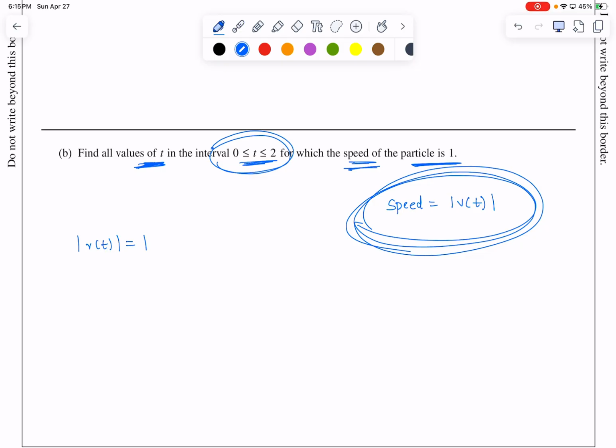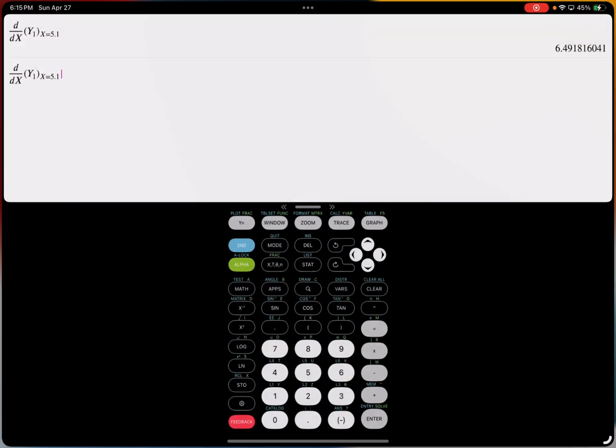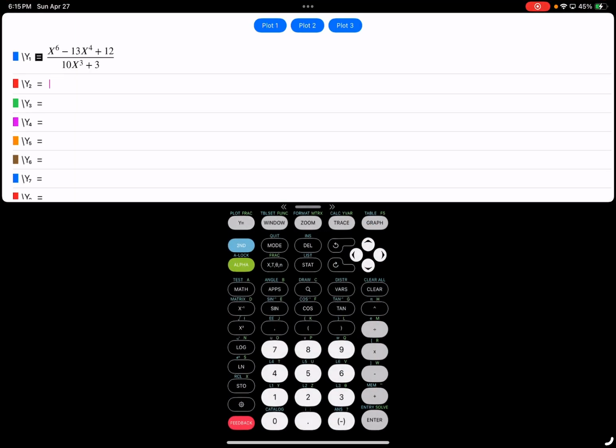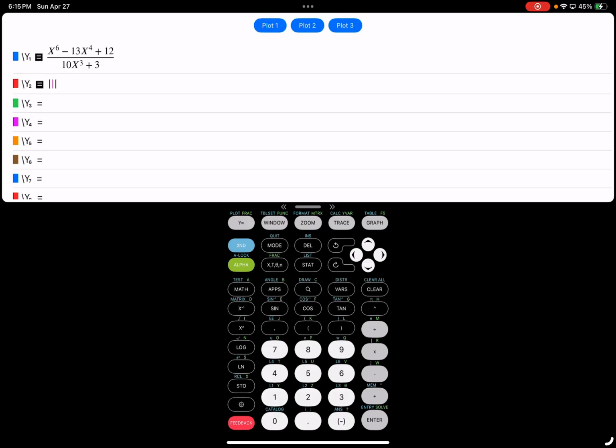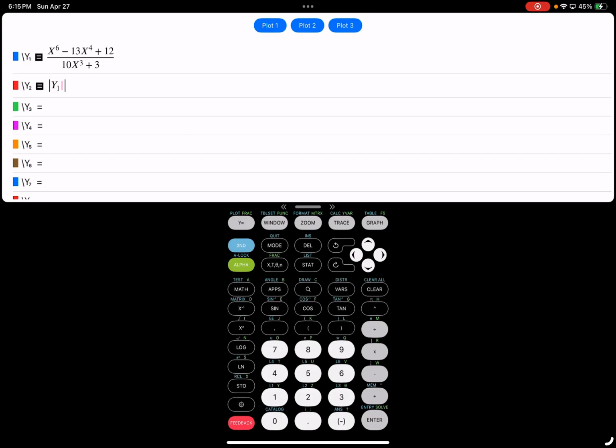Now I'm going to let my calculator do that work. So all you have to do is go back to your calculator, go to y equals. I'm going to do the absolute value of velocity. So how do you do absolute values on your calculator? Math, num, 1. And I'm going to do vars, y vars, function y1. I've got absolute value of y1. I want to know when the absolute value of velocity is equal to what? I'm going to put 1 into y3.